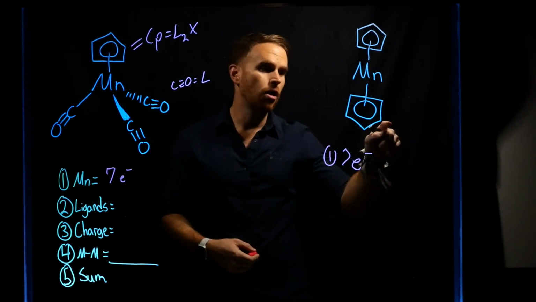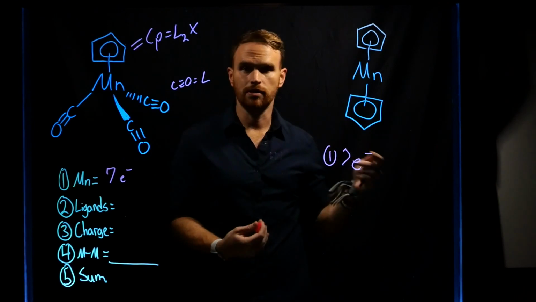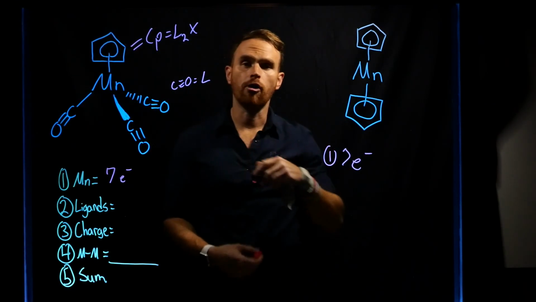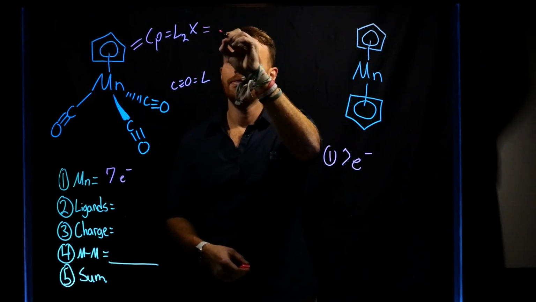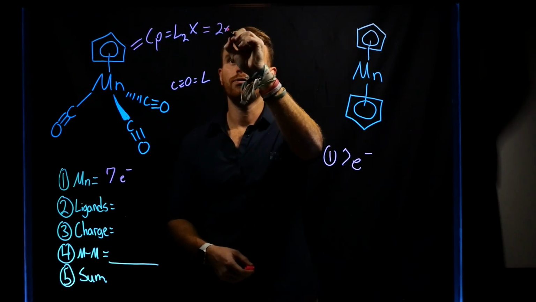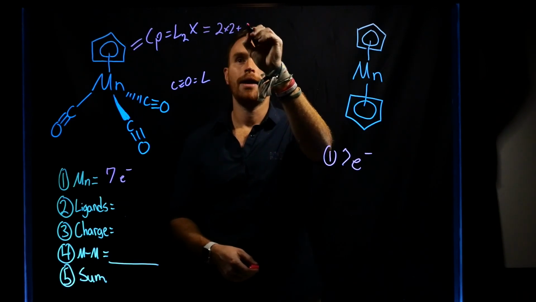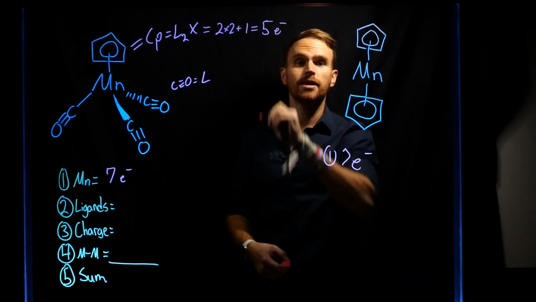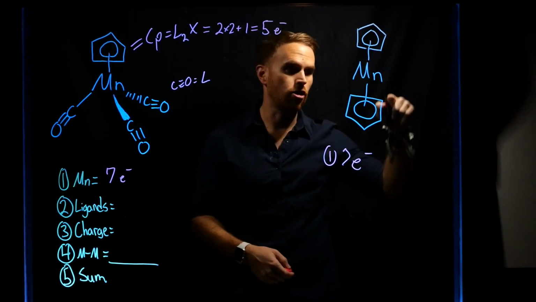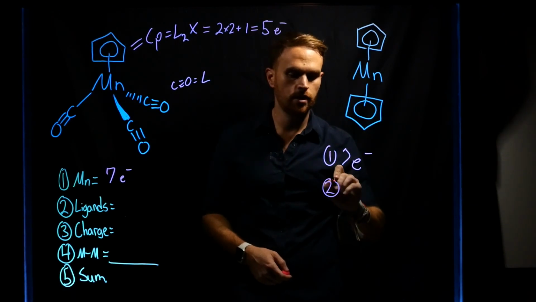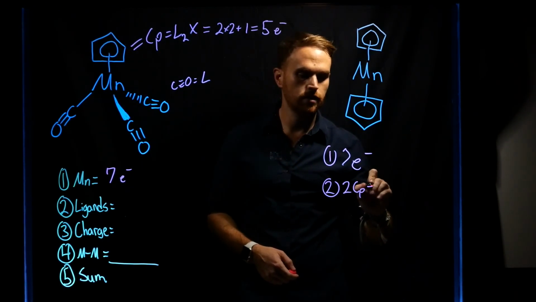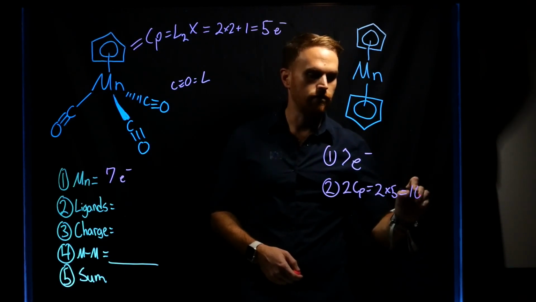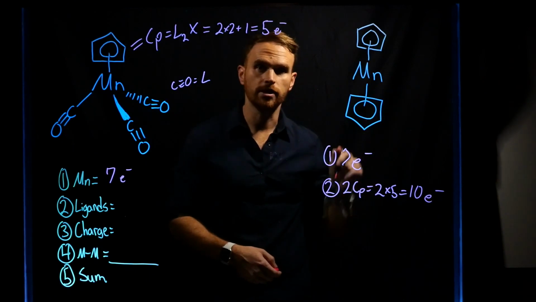In the example on this side, we have 2 Cp-type ligands, or cyclopentadienyl ligands, which, as we said, are L2X-type ligands. That means that they contribute 2 for each of the L portions, and then 1 for the X portion, for a total of 5 electrons. So since there are 2 Cp ligands, that means I have 2 times 5 for a total of 10 electrons coming from the ligands.